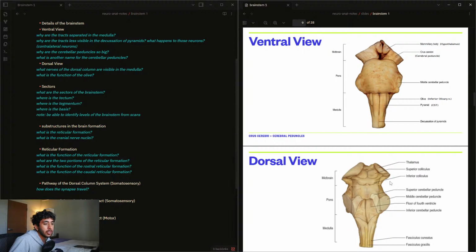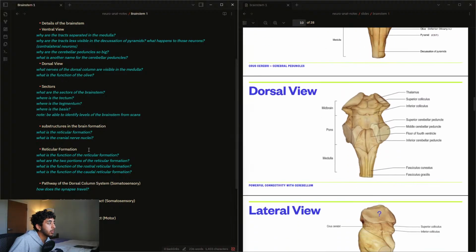It's a little confusing. Okay, so we have the superior cerebellar peduncle, middle cerebellar peduncle, floor of the fourth ventricle, sorry, yep, that makes sense. And then inferior cerebellar peduncle. Okay, superior, middle, inferior, floor of the fourth ventricle, superior, inferior colliculus, thalamus. Not too bad. Not too bad.